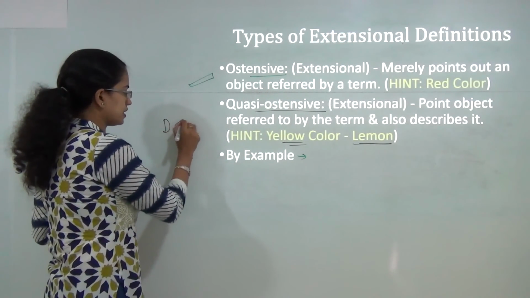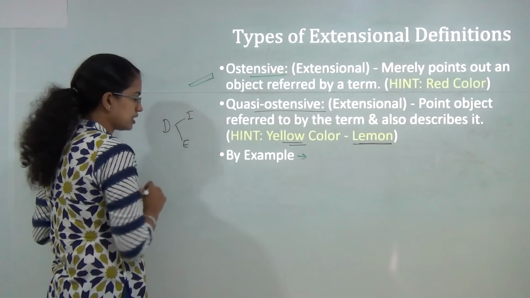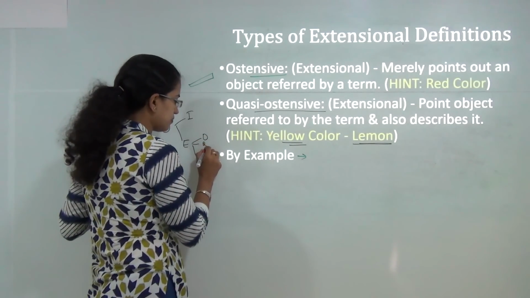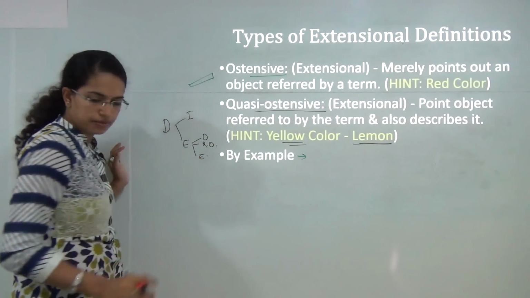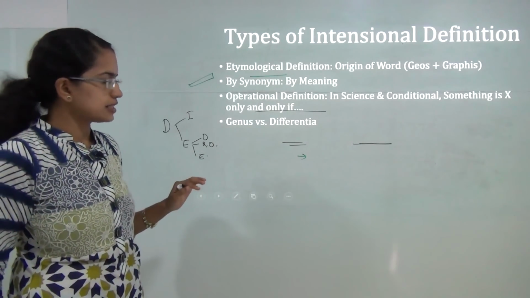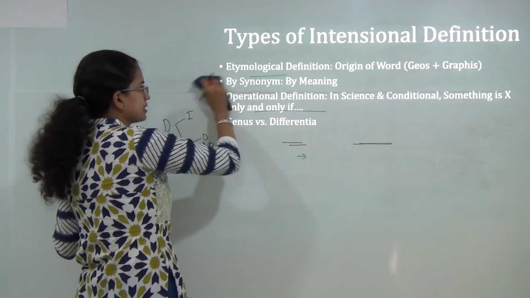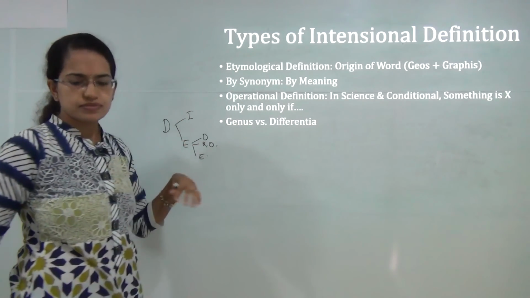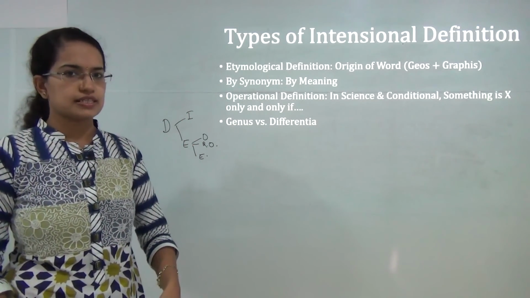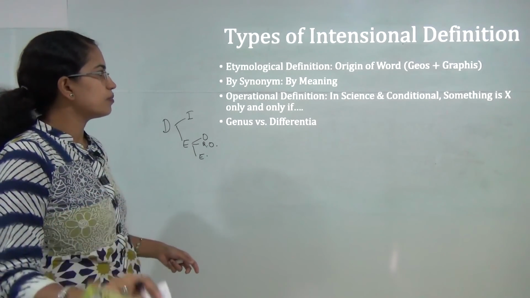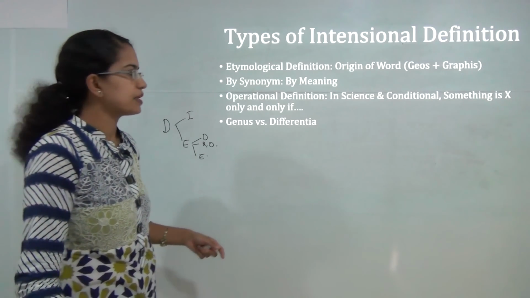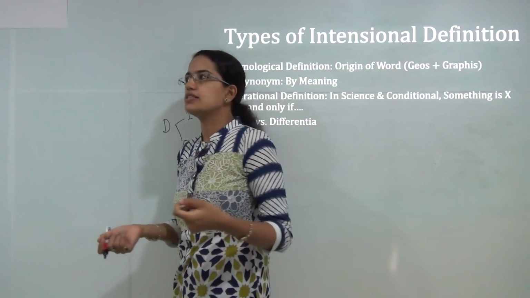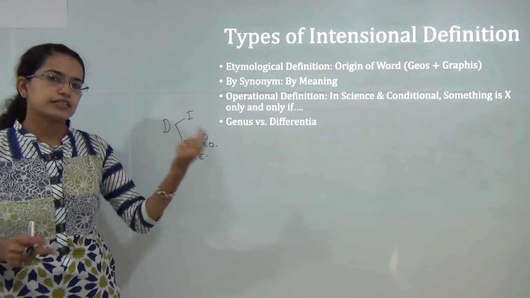So we talked about definition, and about the two things, the extensional and the intentional. Under extensional you have the ostensive, the quasi-ostensive, and the definition by example. Now let's move on to intentional. For intentional, I can have two categories to understand it: the 4 criteria that I am discussing here, and then the 5 types that we will understand further. First is the etymological definition. What does that mean? If I say geography, rather than explaining what geography means, I break the word down into parts and explain the meaning of the words.